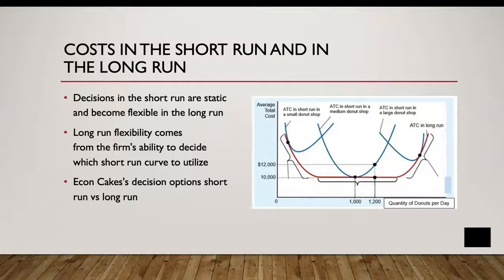An example is in the short run, Econ Cakes can only increase the output by increasing the amount of employees, whereas in the long run, Econ Cakes can expand the size of its donut shops in order to increase the output of donuts made. Expanding the size of the donut shop in the long run allows the total cost to return back to $10,000 versus the rise in total cost that would result if this decision was made in the short run with a medium-sized donut shop, as depicted in the graph.